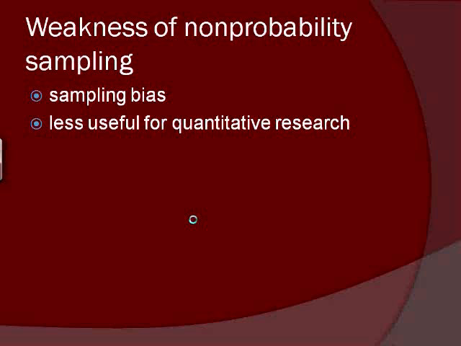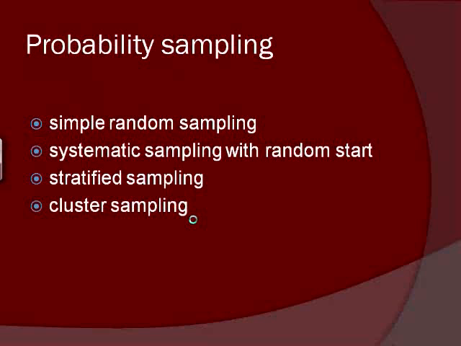And in terms of quantitative research, because quantitative research uses statistics and laws of probability and assumes that the sample is accurately representing the population, convenience samples are not the best choices because they do not give us those accurate representative samples. So let's talk about the probability sampling methods. There are four of them: simple random sampling, systematic sampling with a random start, stratified sampling, and cluster sampling.